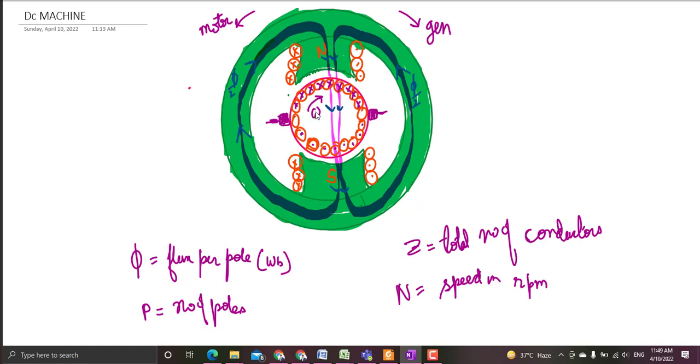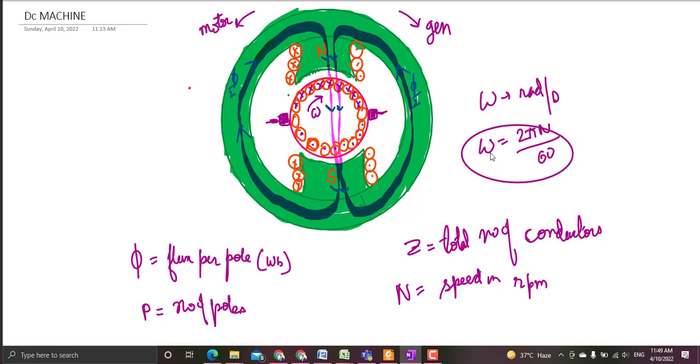The speed can also be given as omega, where omega is in radian per second. If it is given as omega, we can convert omega to N by the formula omega is equal to 2 pi N divided by 60. This is the formula we can use to convert between omega and N respectively.